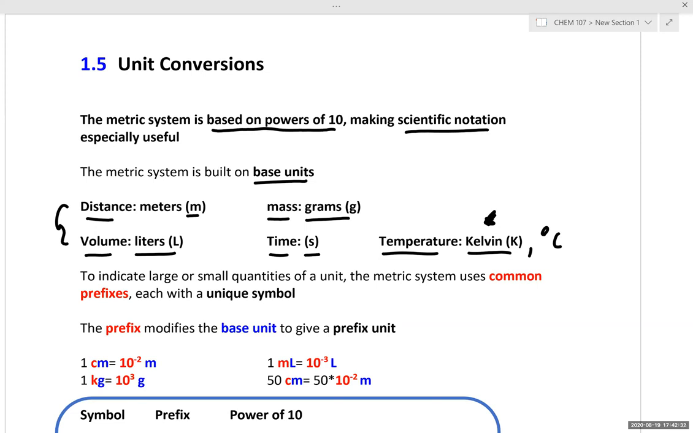And these are standard units of measurement that correspond to a discrete quantity in our physical world. So the meter is a discrete distance in our physical world.